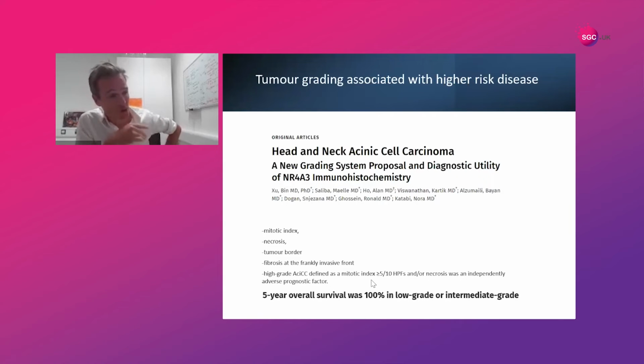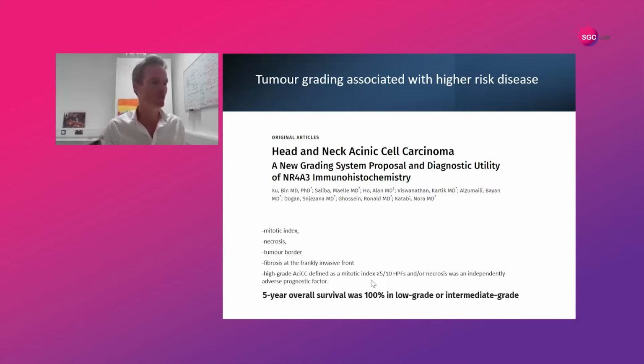But in their 100 and odd patients, low grade, their 5-year survival was 100%. Now, 5-year survival is a surrogate for cure and long-term survival, but that's what they found in their cohort. So low grade do better, and I think there is lots of evidence low grade acinic cell is a good thing.